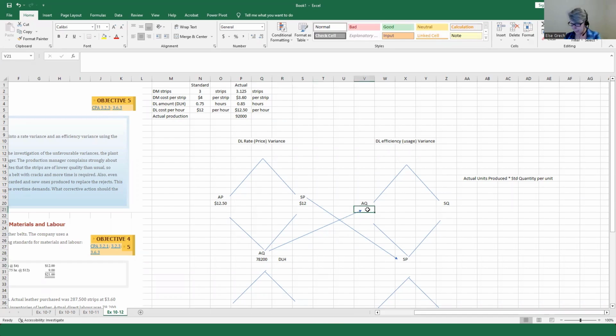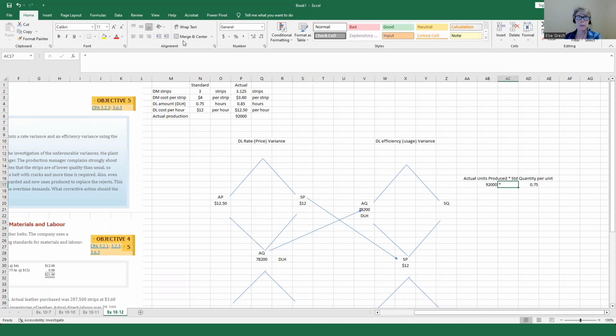And this is the actual. I'm going to take the actual and put it up here. Don't forget, this is direct labor hours. I'm going to take the standard price and put it down here. Nice and easy. The only thing I need to calculate is the standard quantity. Remember how we do that? Actual output, actual units produced, multiplied by what? The standard quantity per unit, standard quantity of hours per unit. Standard quantity of hours is 0.75.